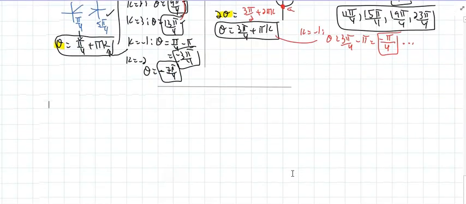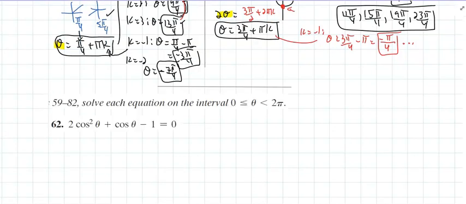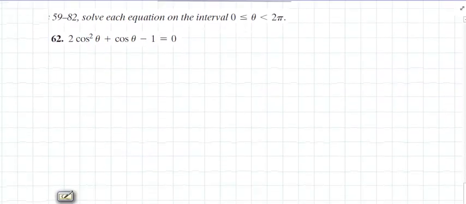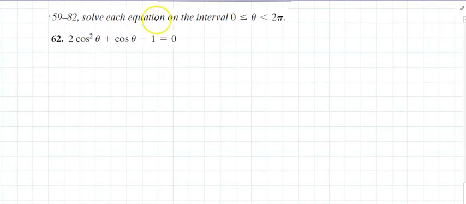I'd like to look at a few more problems from the next batch. The next problem I'd like to look at would be problem number 62, and here directions vary slightly. It's the same idea over and over. This says solve each equation between 0 and 2 pi. Well, let's see how this works.